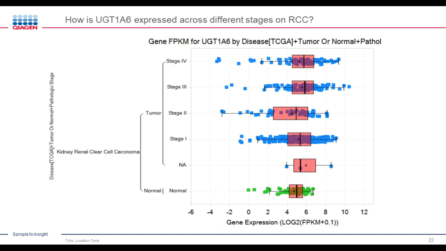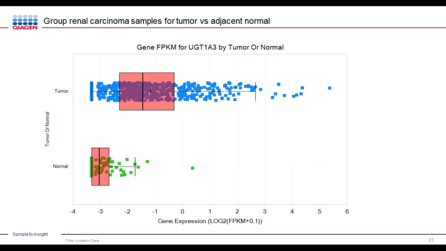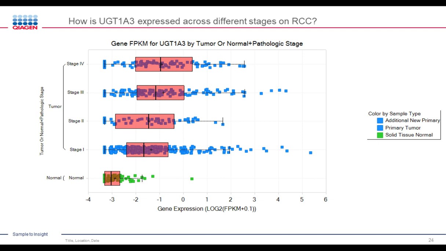And again, the pattern you'll notice is there's some difference between tumor and normal. And the difference between stages, honestly, is minimal. But this is only for one marker, UGT1A6. What about other family members? So now when we move on to another family member, UGT1A3, you can see there's a bigger difference between its expression in tumor and its expression in adjacent normal tissue. So keep in mind that this is TCGA, so normal over here is the adjacent normal tissue.